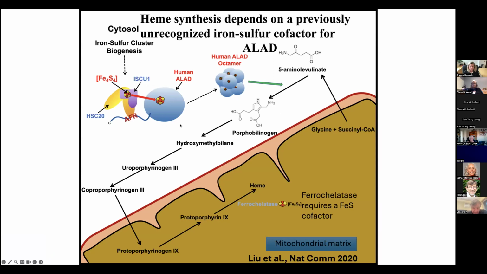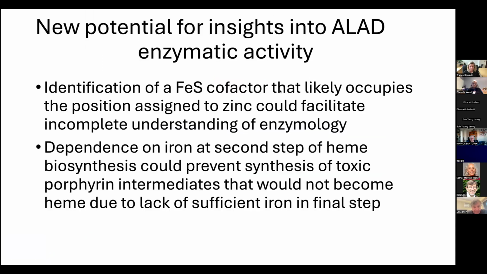And that led then to the conclusion that ALAD is known to form an octamer, and we suggest that each of the monomers contains a 4 iron 4 sulfur cluster, and that is a checkpoint early in the heme biosynthetic pathway. We think that this offers new potential for insights into ALAD enzymatic activity. The identification of an iron sulfur cluster that assigns a position that was formerly assigned to zinc could facilitate the incomplete understanding of the enzymology, which is where things do stand as far as I know. I have not seen any publications for a while.